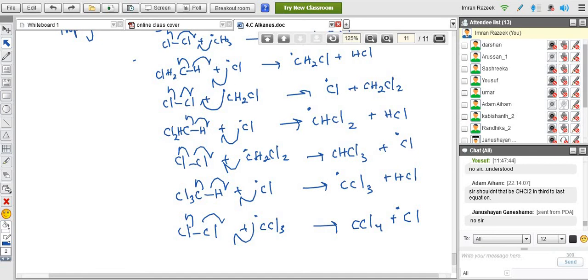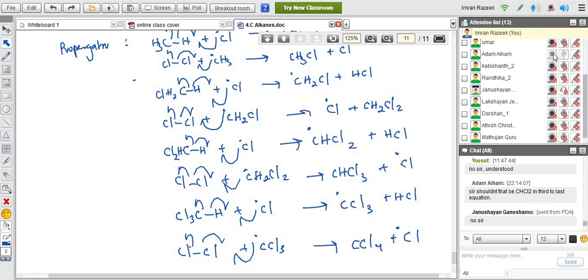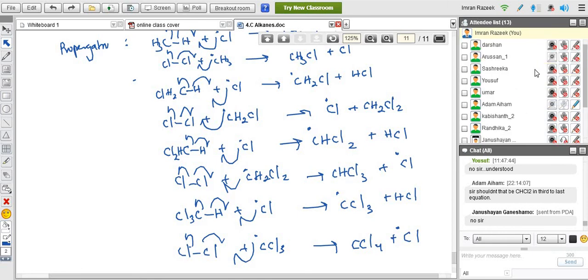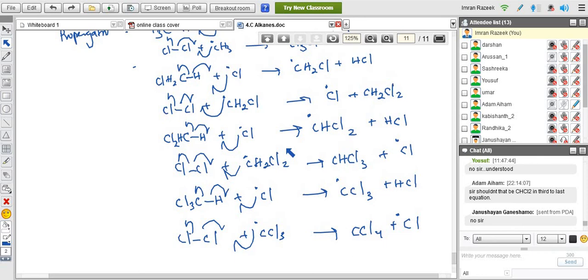There's a question here. Should be CH2Cl2 in the third to last. Let me check. Adam, can you just show me which one you're referring to? I will enable your writing control. Just click on this icon here on the screen. Select the icon and show me which one you mean. I have given you writing control on the board. Yeah, Adam, please do it. Click on the pencil icon and then you get the cursor on the screen.